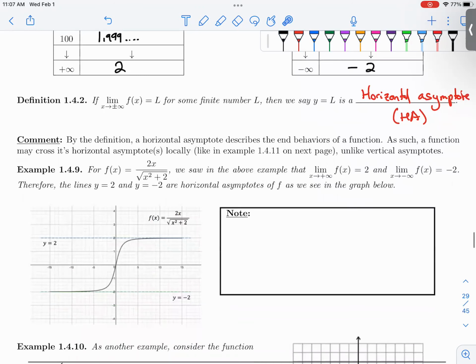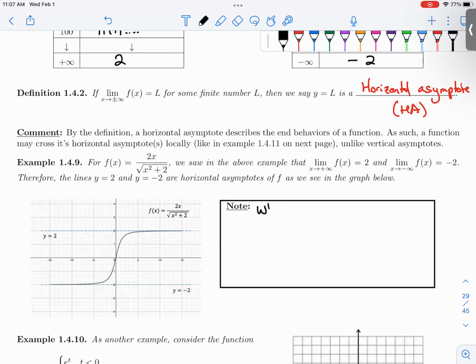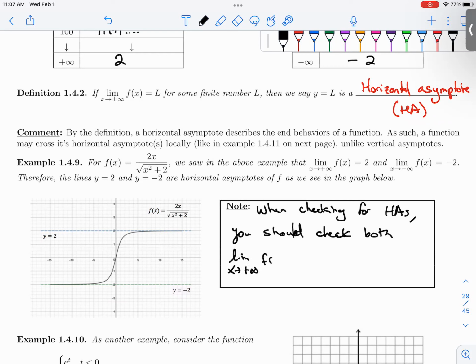So note when checking for HAs, horizontal asymptotes, you should check both the limit as x approaches positive infinity of f of x and the limit as x approaches negative infinity of f of x. For horizontal asymptotes, because the end behavior can be funky, you need to check both.